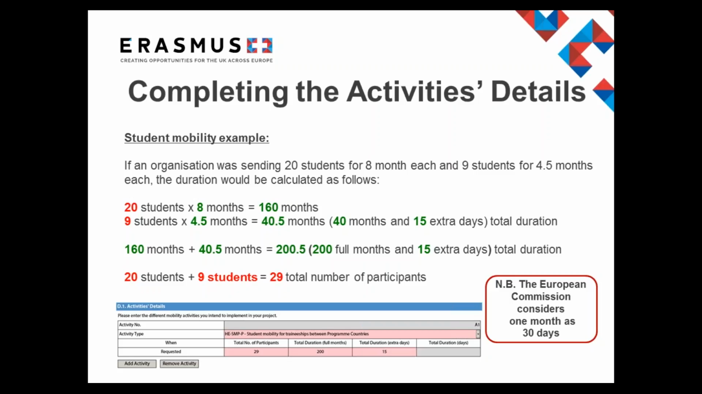You would not, for example, put 29 participants and 3 months in the months column, because that would be ineligible. The total number of participants and the total duration for all of those participants needs to be input in that table. If you do have any problems with that at all or any questions, please do let us know. It's really important that you get that information correct.